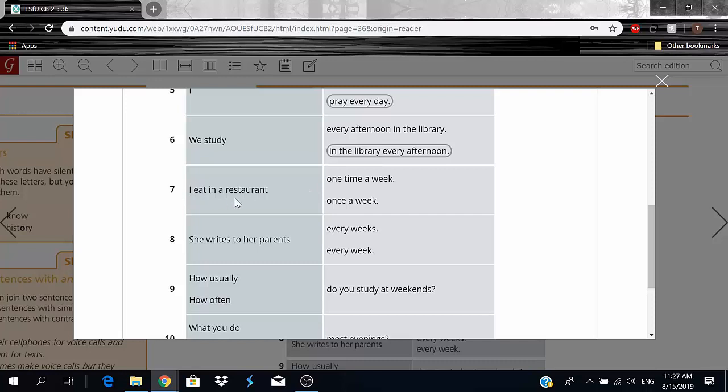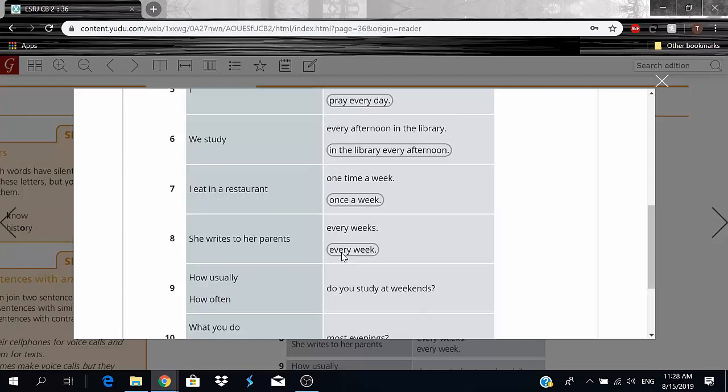I eat in a restaurant once a week. We literally just talked about this like 10 minutes ago. Once a week, because it's a fixed phrase, you guys. We never say, or a fixed expression, whatever you want to call it, we never say one time a week. Okay? We say once a week, or once, obviously a week to give extra information. 8. She writes to her parents every week, or every week. Okay, you're going to use every, so I'm going to use every with a week, not weeks, singular. Okay, so every week, every day, every month. I never say every weeks, okay, or every days.